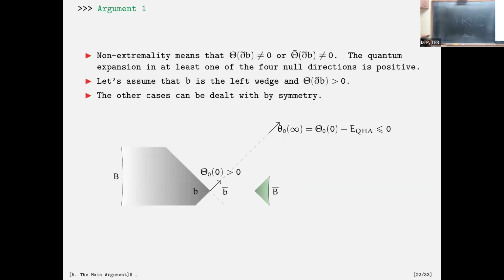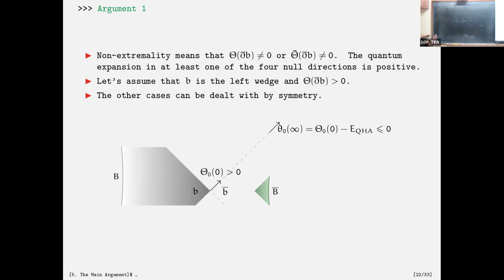Okay. So now let's do the argument. Someone hands you a wedge little b and a region capital B and a region capital B bar, which gives you the guarantees in the previous slide. Okay. So now suppose it's not extremal. Suppose rho slash B is not an extremal surface. Then there is one direction in which it is quantum expanding.